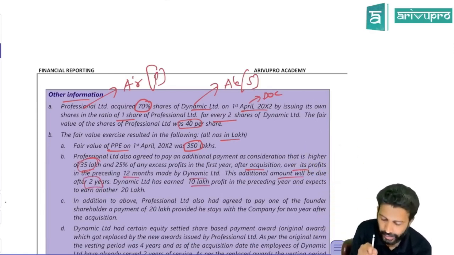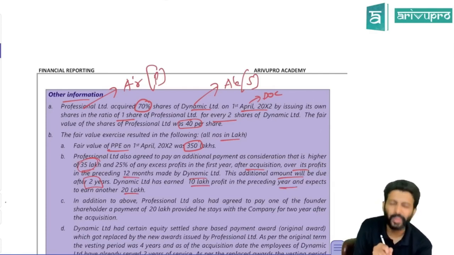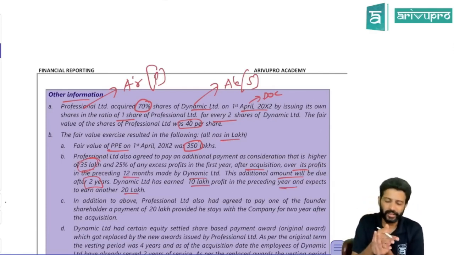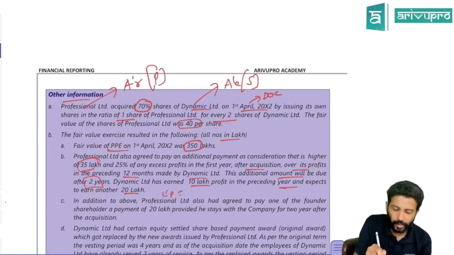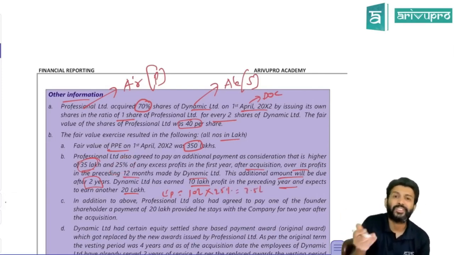Dynamic earned a profit of 10 lakh in the preceding year and expects to earn another 20 lakh. So current year, they are expecting to earn 20 lakh. So what is the excess profit? The excess profit will be 20 minus 10, which is 10 lakh. So 25% of that they will give. 25% of this excess is 2.5 lakh.